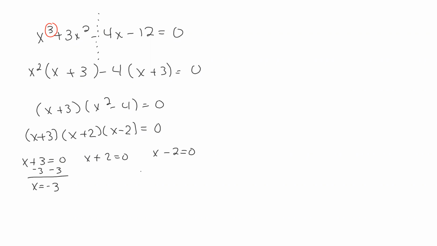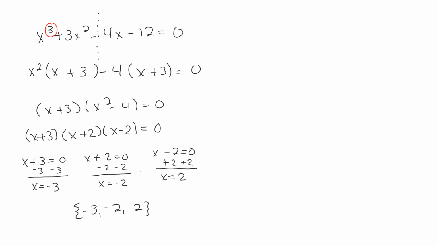x plus 2 equals 0. I subtract 2. And x equals negative 2 is one of my solutions. For x minus 2 equals 0, I add 2, and x equals 2 is my third solution. So my solutions would be negative 3, negative 2, and 2.